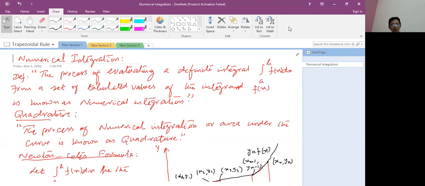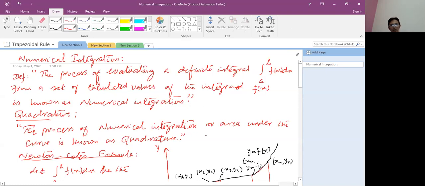What is numerical integration? First, we define numerical integration. The process of evaluating a definite integral from a to b of f of x dx, you know very well, it is a definite integral because the limits are known, from a set of tabulated values. It means if you have some tabulated values given of the integrand f of x, it is known as numerical integration.